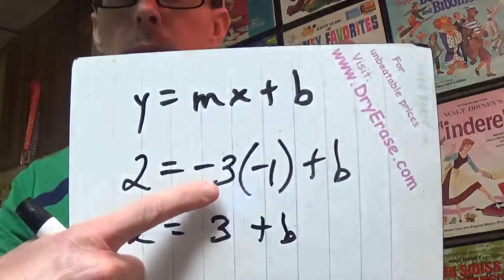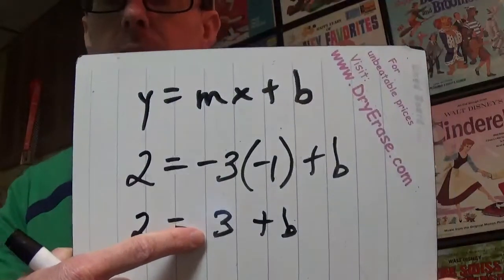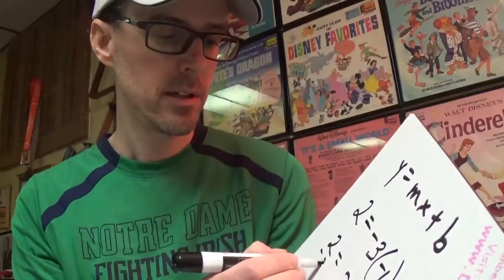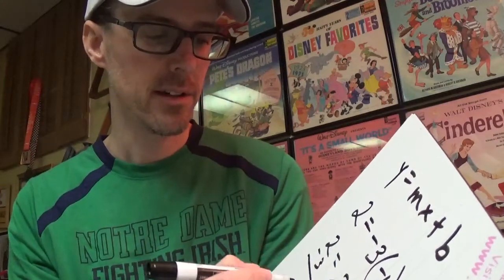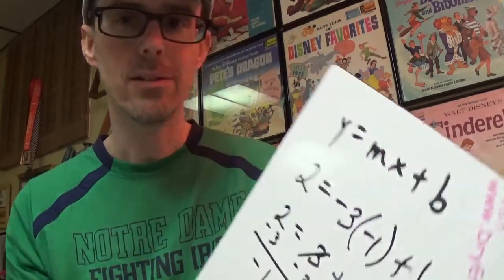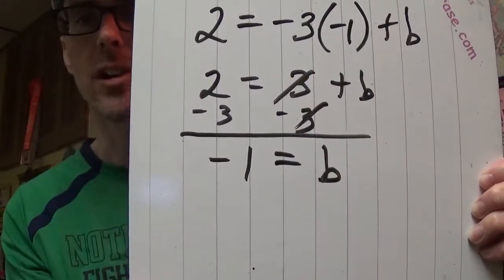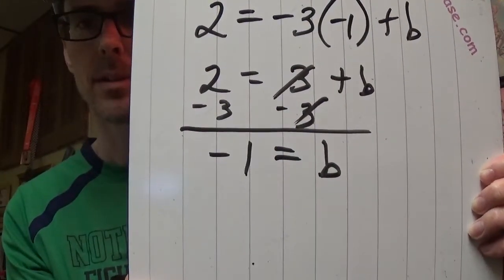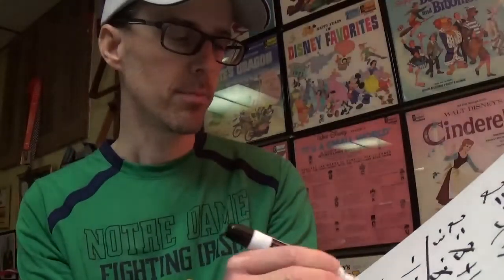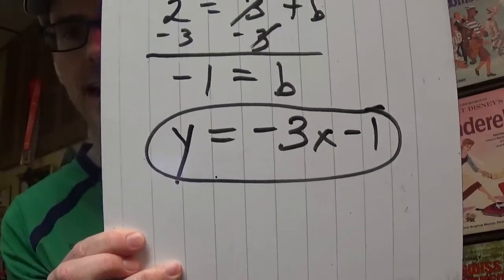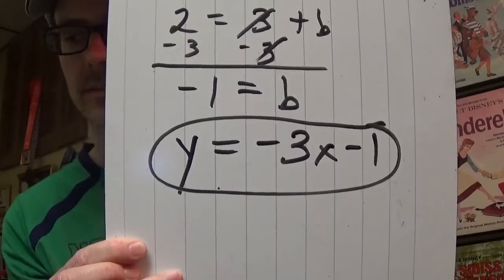2 negatives multiplied together gives a positive 3. Now undo this positive 3. Totally 7th grade math here. And oh my stars, we get negative 1 for the y-intercept. So we can plug that back in, and we got the same answer that we got like 2 minutes ago. Much faster without a graph.